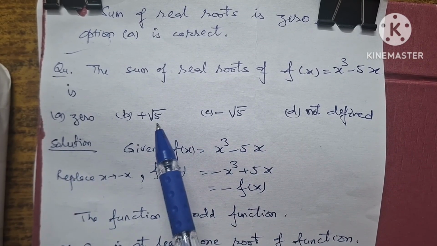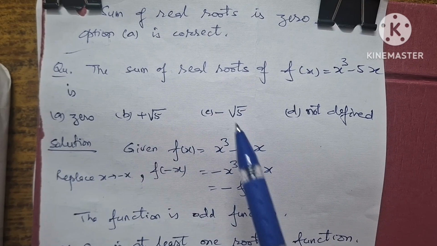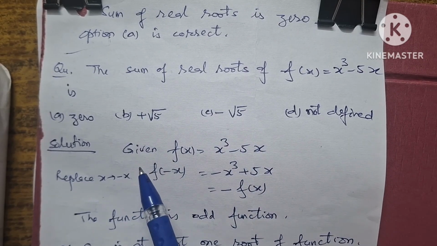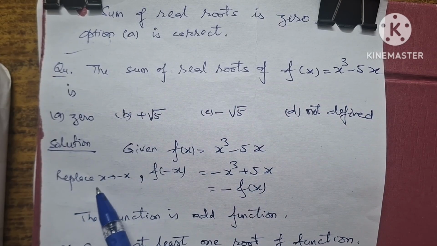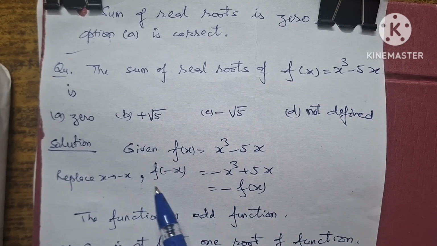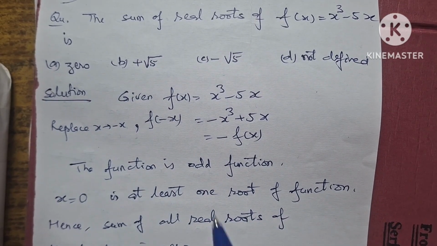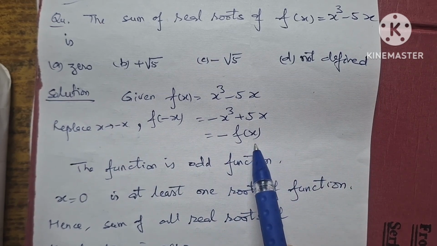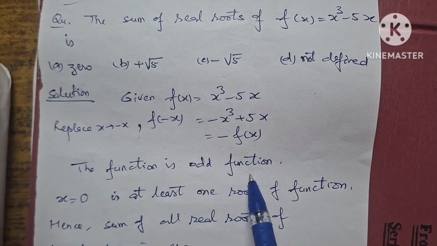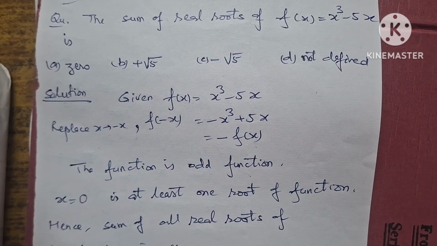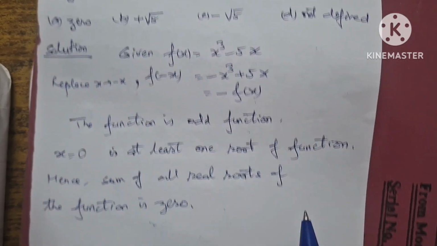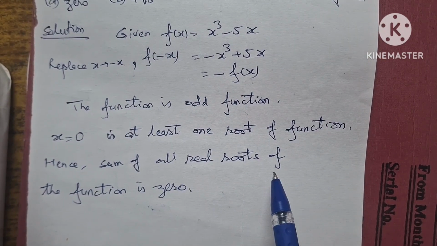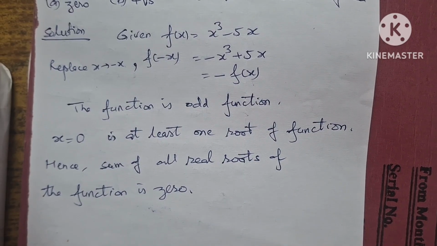Next example: the sum of real roots of f(x) equals x cube minus 5x is 0, plus under root 5, minus under root 5, not defined. Given the function x cube minus 5x, replace x by minus x, f(-x) becomes minus f(x). The function is an odd function. x equals 0 is at least one root of the function. Hence the sum of all real roots of the function is 0.